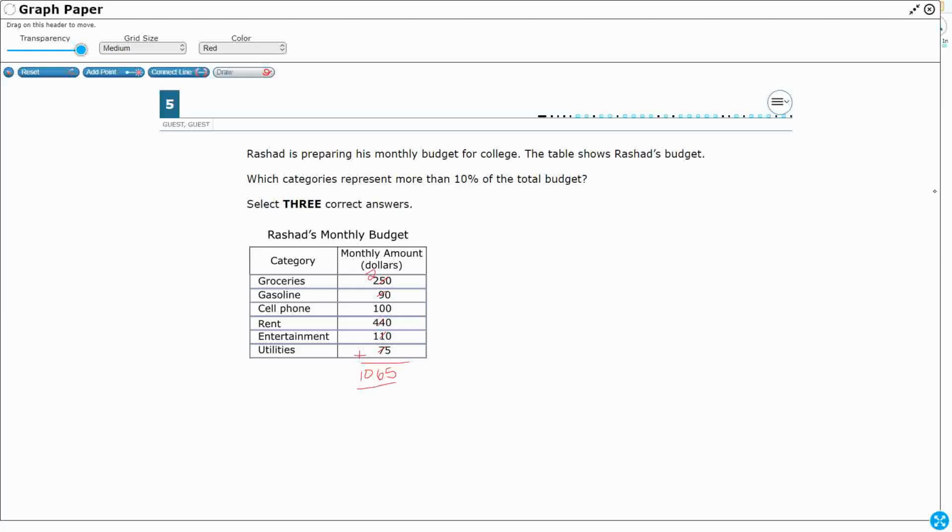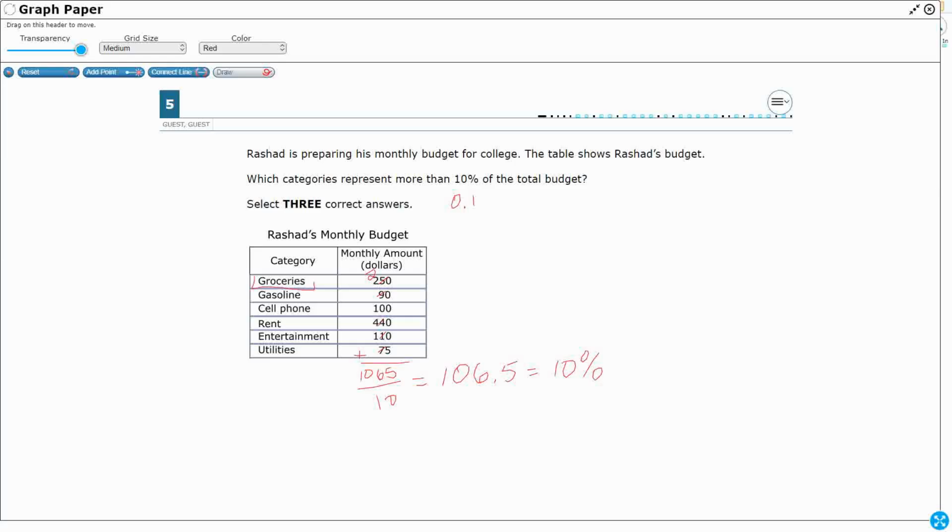I could either divide by 10, right? Or since 10% equals 0.1, I could just multiply by 0.1 or just move the decimal over 1, right? That's what happens when you divide by 10, you move the decimal over 1. So 106.5 equals that 10% of that budget. So I need to find categories that are more than that.